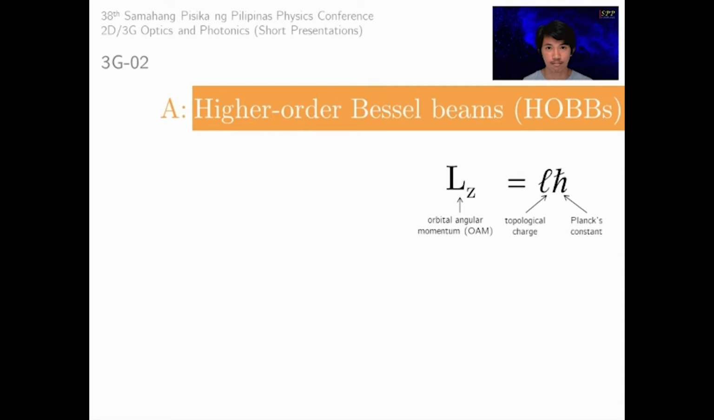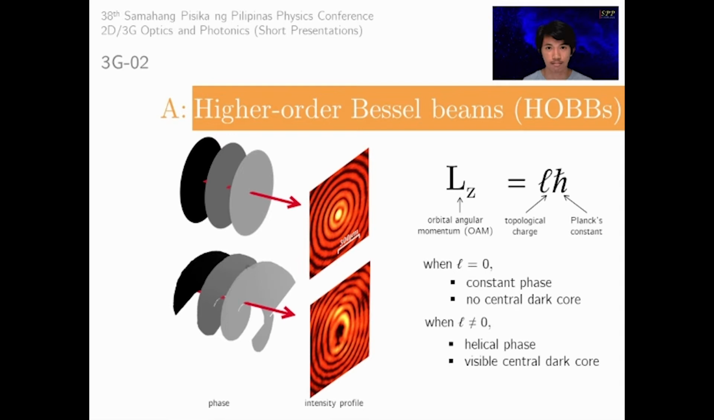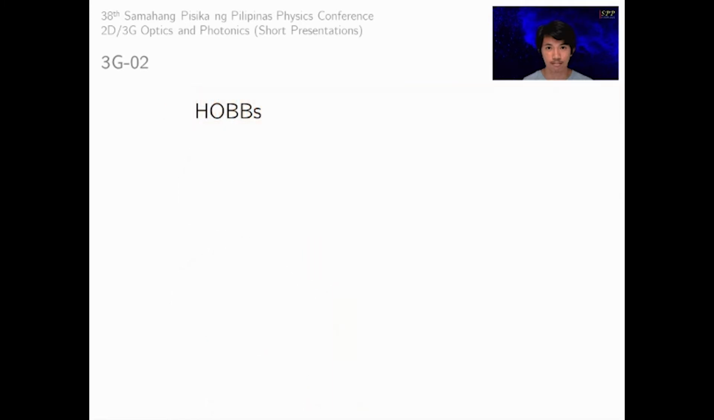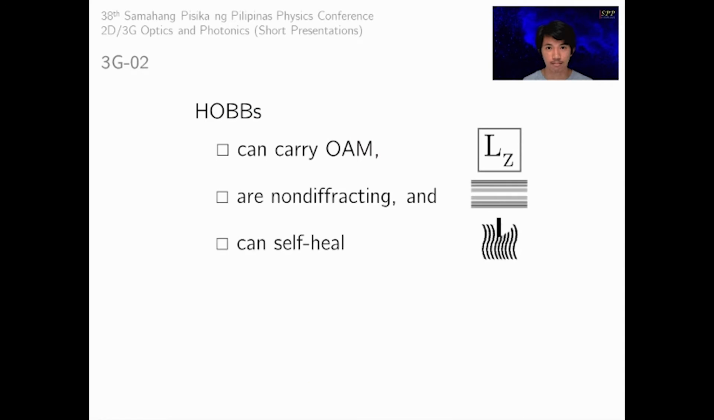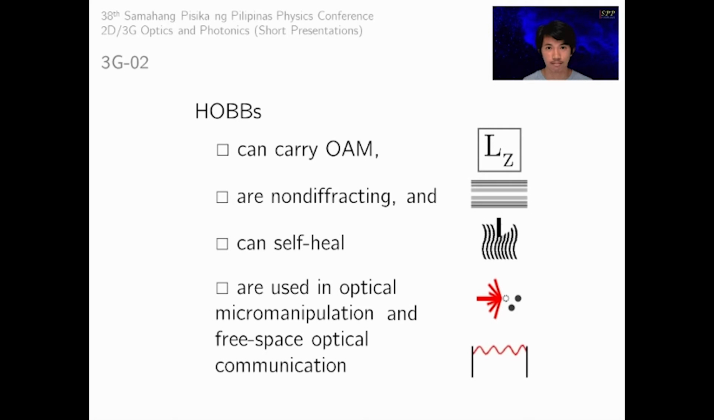Hubs are among optical vortex beams that possess orbital angular momentum, quantified by topological charge L. A non-zero value of L implies that the beam has a helical phase, resulting in a singularity on its propagation axis. In effect, a point of zero intensity, which we will call the central dark core, will be observed on the transverse profile of the beam. Hubs are widely used because, aside from carrying momentum, they are also non-diffracting and self-healing. Applications such as optical micromanipulation and free space communication exploit these properties of such beams.